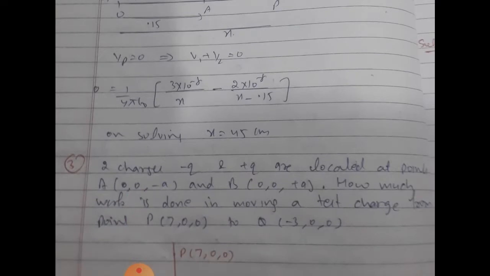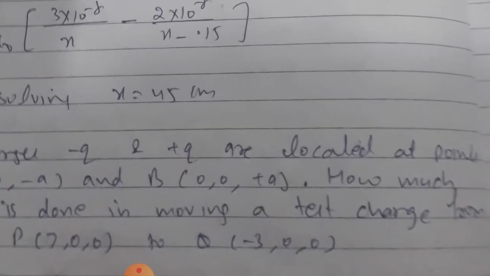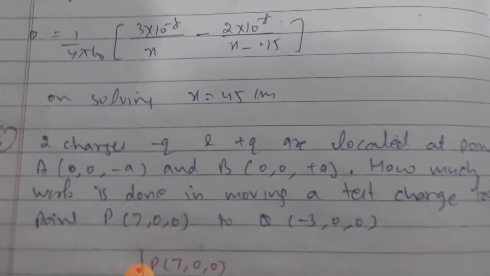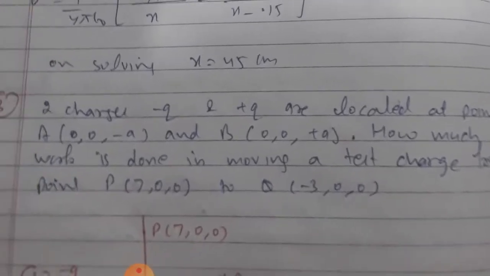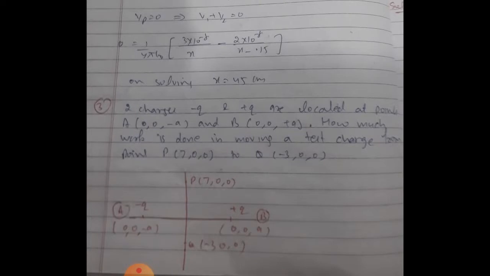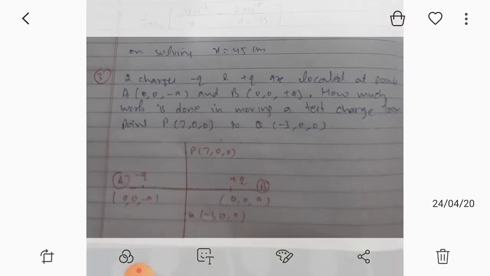Question number 3. Two charges minus Q and plus Q are located at points A whose coordinates are 0, 0 and minus a, and B whose coordinates are 0, 0 plus a. How much work is done in moving a test charge from point P to Q whose coordinates are minus 300? Diagram is given to you. See here, what is given to us is that at points A and B two equal and opposite charges are lying, minus Q and plus Q. Their coordinates we know, and we want to move a test charge from P to Q. How much amount of work do we have to do?